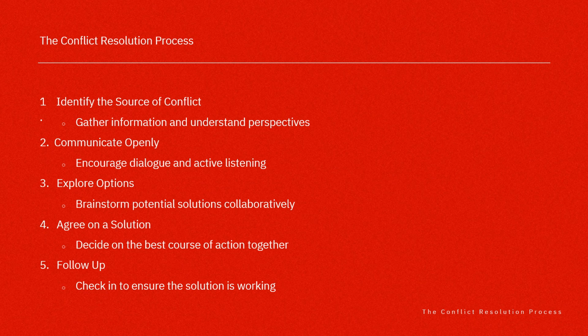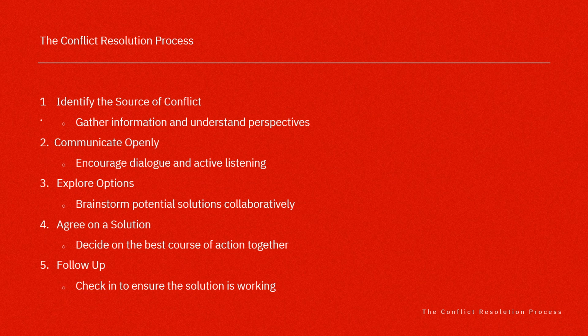How can we work through a conflict? What is a good conflict resolution process? We have here in the Office of Student Involvement a 5-step process that we think works very well within student organizations. The first step is going to be to identify your source of conflict. Let's gather information and understand our differing perspectives, see what is causing the root of the conflict.